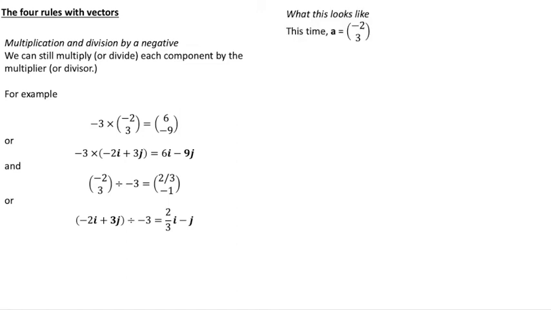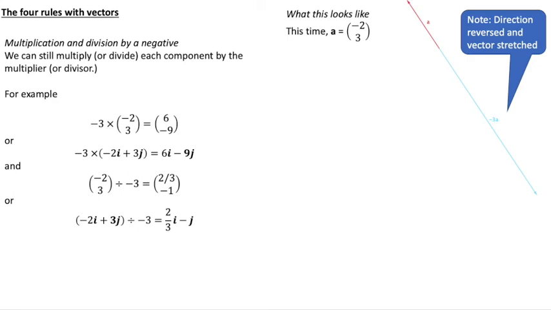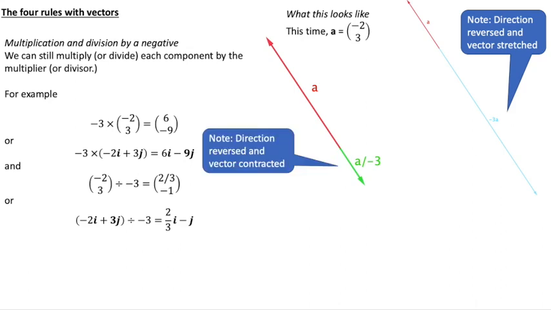And what does it look like? Well, what we can see is that the multiply by minus 3 version is 3 times as long, but in the opposite direction. And that makes sense because the 3 makes it 3 times as long and the minus makes the direction opposite. So this time we note that the direction is reversed and the vector is stretched. For the a divided by 3, then it is 1/3 as long, or the length is divided by 3 and the direction is reversed. So direction reversed and vector contracted.